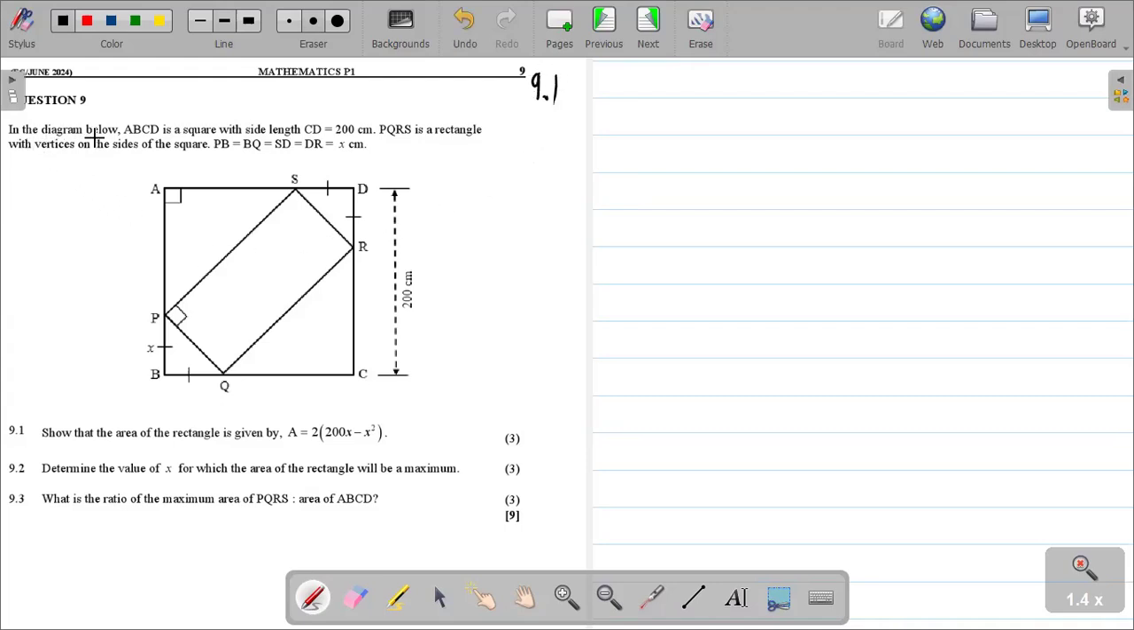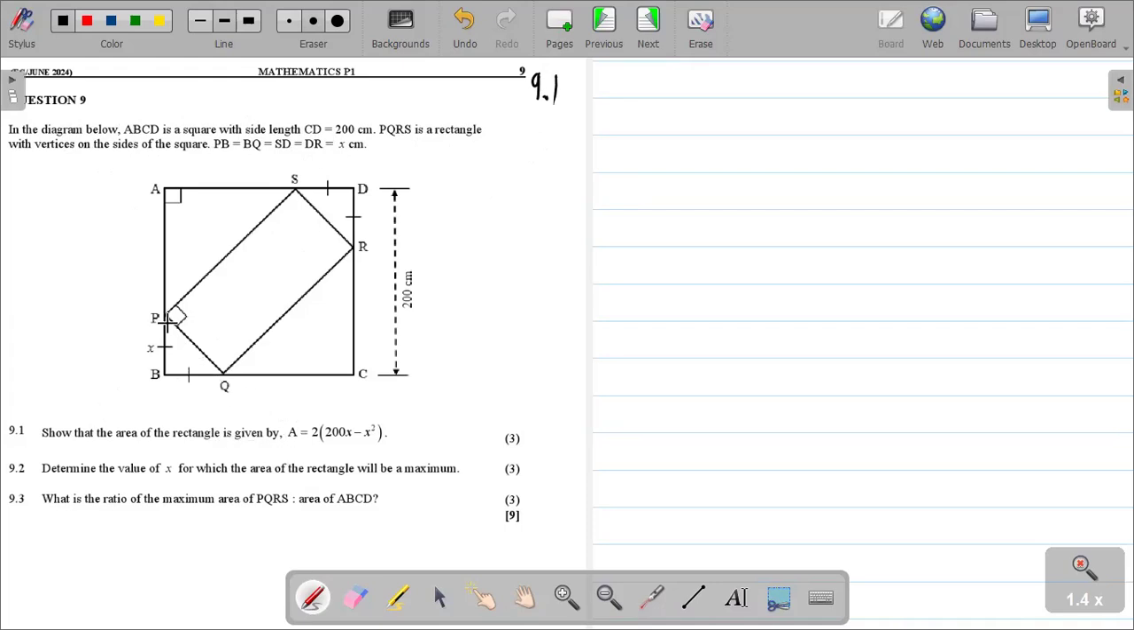They say in the diagram below, ABCD is a square with side length CD equals 200 centimeters. PQRS is a rectangle with vertices on the sides of the square. PB equals BQ equals SD equals DR equals x centimeters. Show that the area of the rectangle is given by area.